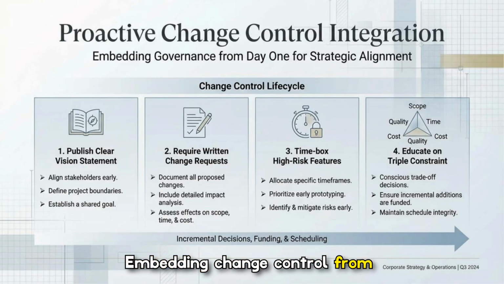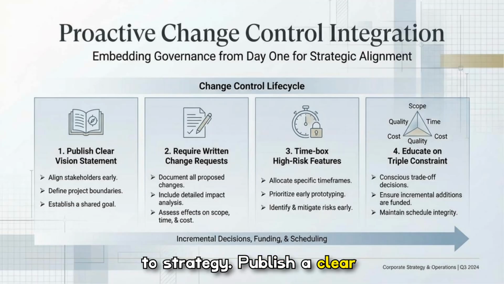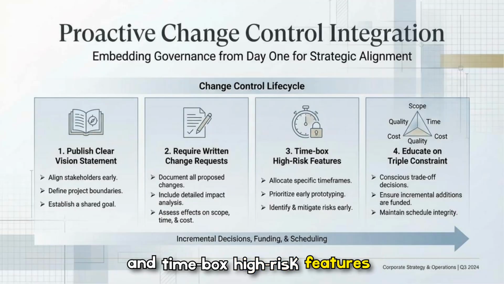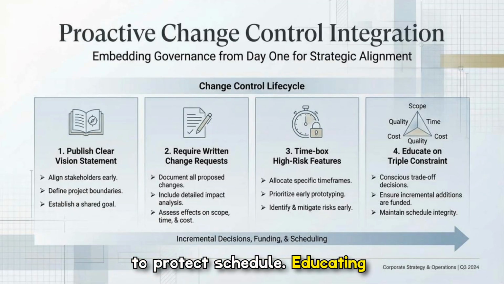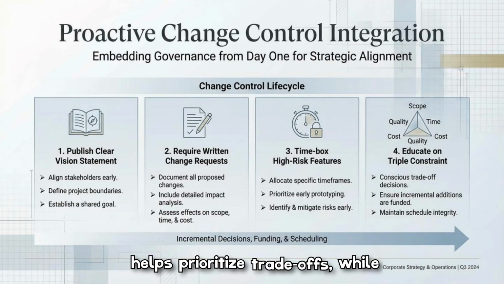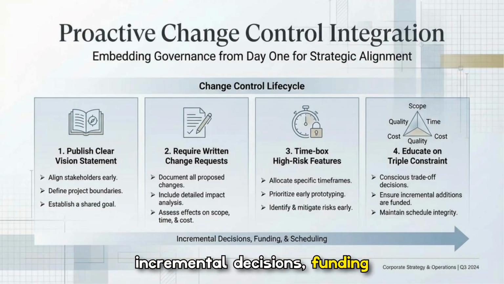Embedding change control from day one keeps projects aligned to strategy. Publish a clear vision. Require written change requests with impact analysis, and time-box high-risk features to protect schedule. Educating the team on the triple constraint helps prioritize trade-offs, while incremental decisions, funding and scheduling, preserve governance as the project evolves.